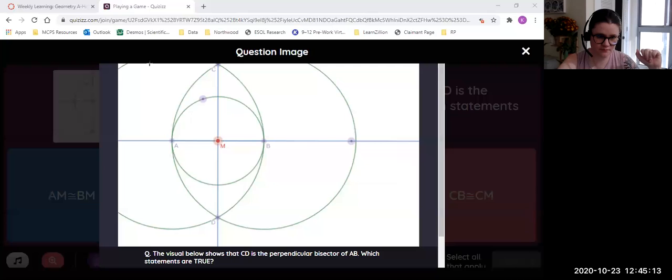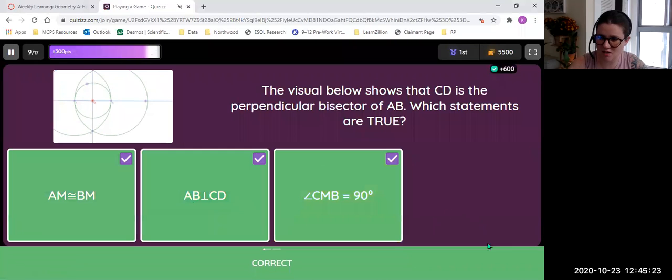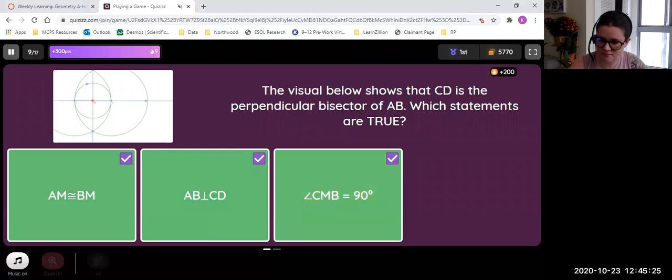All right. And we can pick multiple of them, so that's what I'm going to do. All right, submit. Hooray.